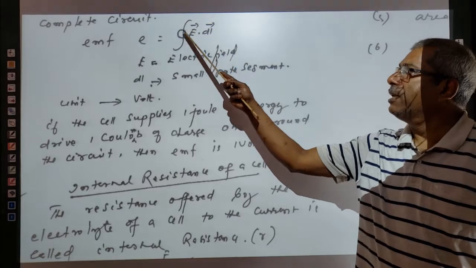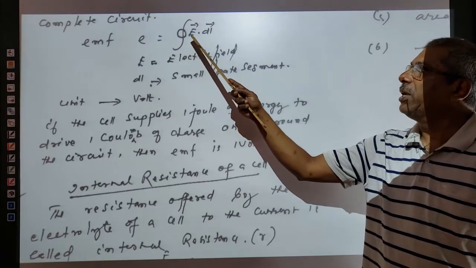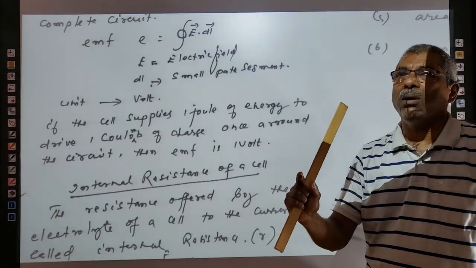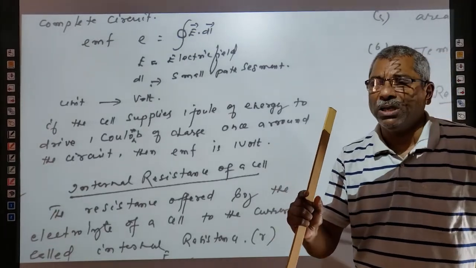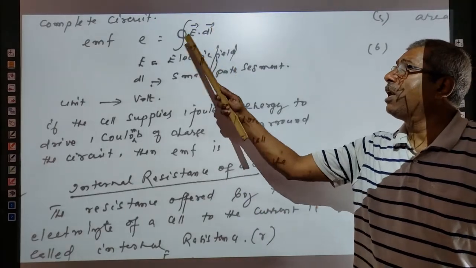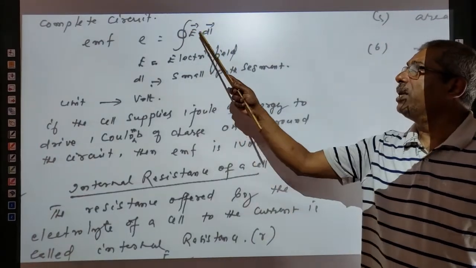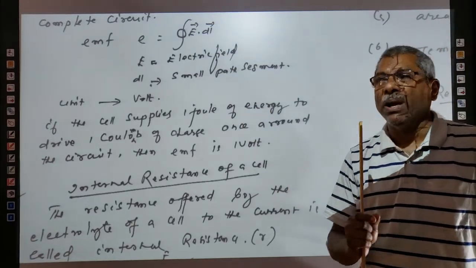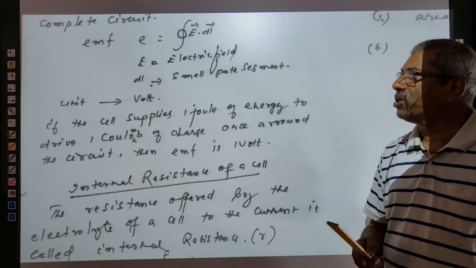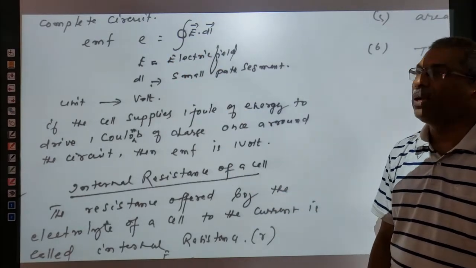That is why the line integral of E dot dl over the entire closed circuit is written. E dot dl means it is the potential difference for a small length, a small path of the electric circuit. Through the entire path, the total potential difference is the integral of E dot dl. So for the entire closed circuit, the total potential difference is given by the EMF.